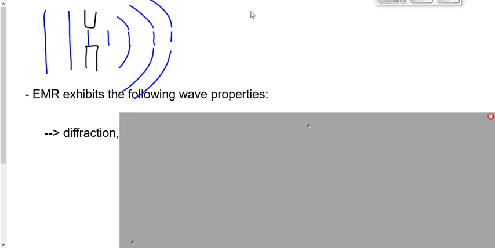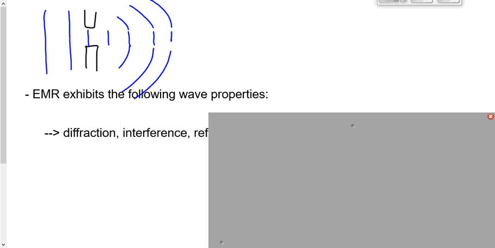If you have water going through an opening like that, the water is going to diffract and spread out. If you have sound going through an opening like that, the sound is going to spread out or diffract. If you have EMR, any kind of EMR, including visible light or radio waves, going through a gap like that, it's going to spread out. So EMR undergoes diffraction. Diffraction is a property of waves. It's exhibited by EMR, so according to that, EMR must be a wave.